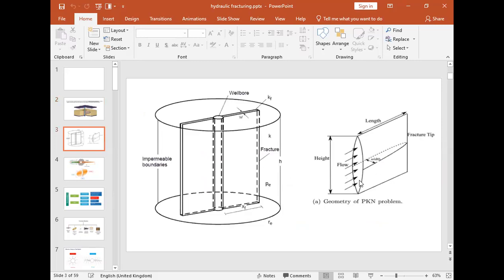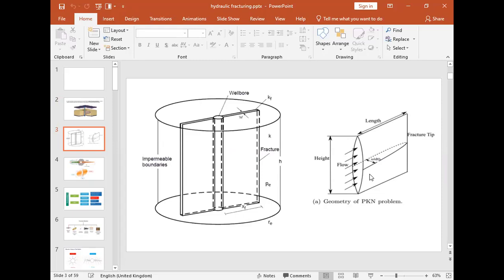So from there, we can characterize the height of the hydraulic fracturing. We have the length, which is generally called the fracture half length. Then we have the width of the fracture. So at the end of the day, after the hydraulic fracturing exercise, you should be able to give an analysis of all of these parameters within that hydraulic fracturing.